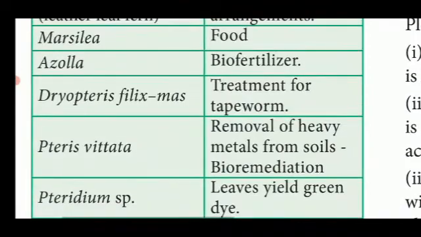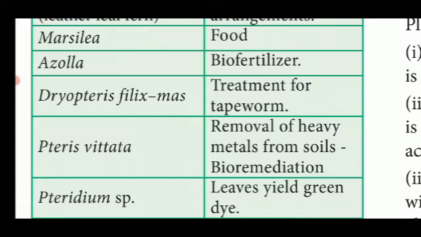Azolla is used as a biofertilizer in Indian rice fields. You all know about biofertilizers. Biofertilizers are fertilizers obtained from plant products. They are organic in nature.